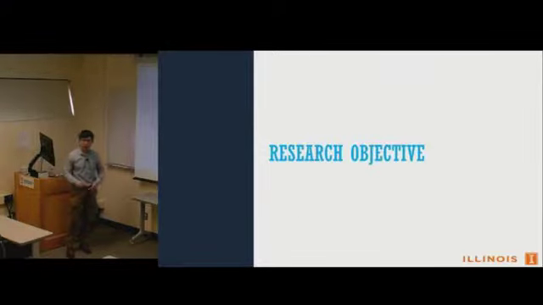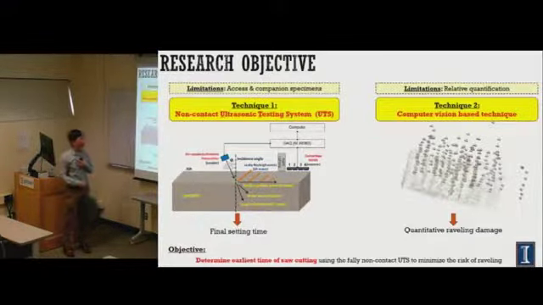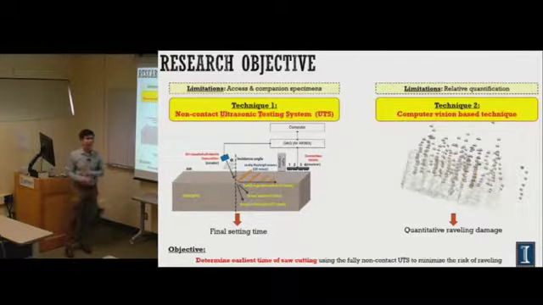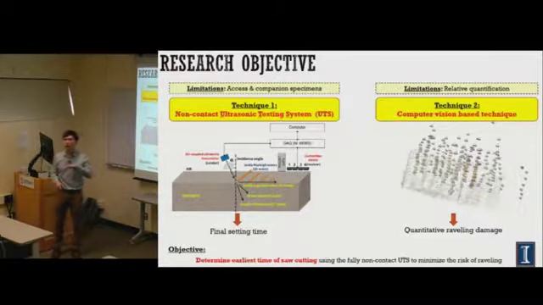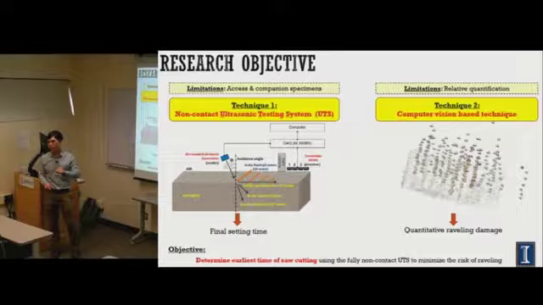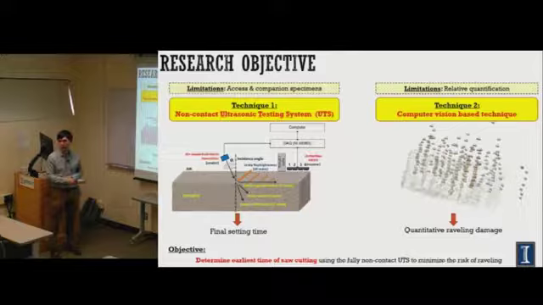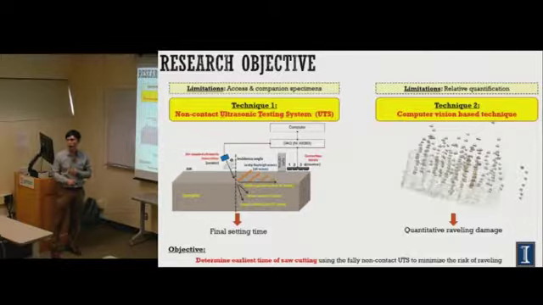So my research objective is that I know the limitation of the excess, and I know the limitation of relative quantifications. So I have two techniques. I use the non-contact ultrasound, so I will eliminate the limitation of the excess. So it will find the final setting times of the concrete. The other technique, I use computer vision for precise quantification of the raveling damage.